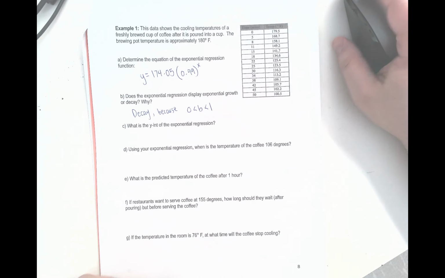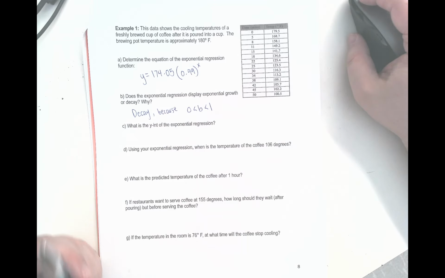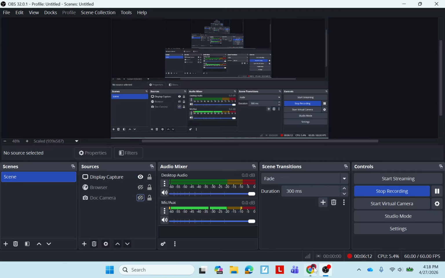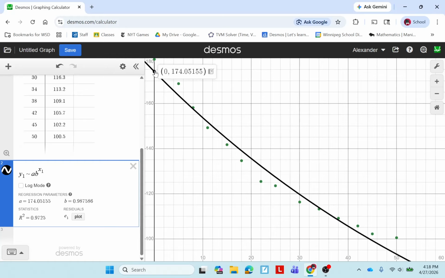Part C says, what is the y-intercept of the exponential regression? Again, on Desmos, we can just click on that point, which is right there. My y-intercept is y equals 174.05. Again, with an exponential function, the y-intercept is always the a value. So I'm going to write that in brackets here. And again, I'll switch back to the notes in a little bit.